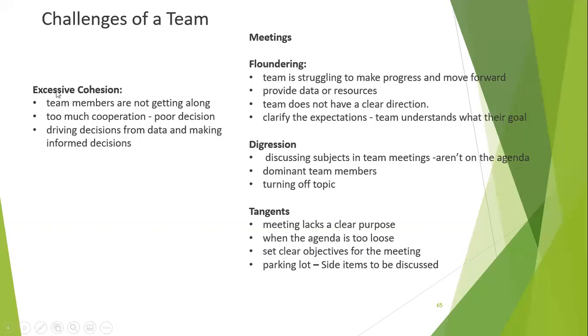The second point here is excessive cohesion. There are two cohesion problems here. One, team members are not getting along. When you have a discussion, two team members will not align to the same point. That is one problem.